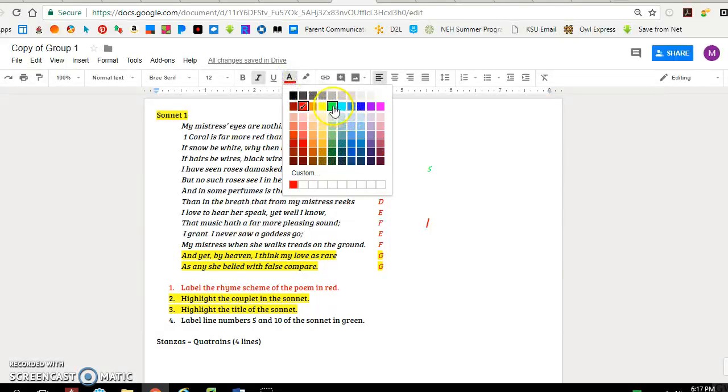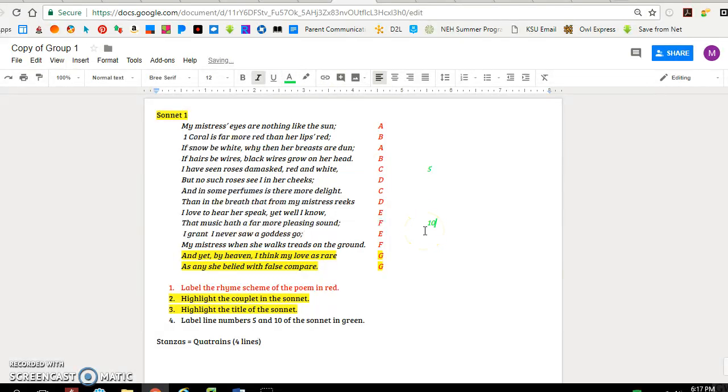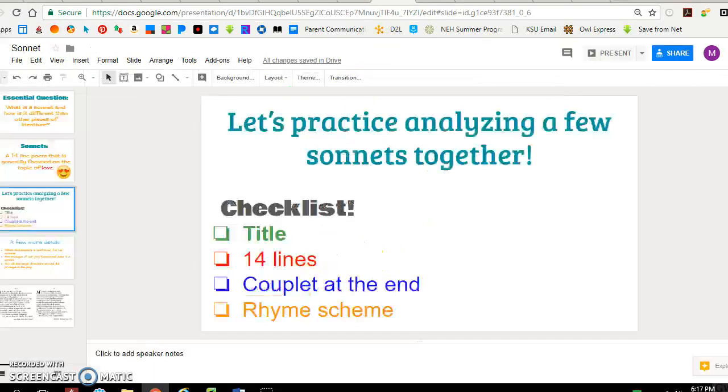Now that I've gotten 10, let me just see how many lines there are total. 11, 12, 13, 14. Now that hits the mark because remember back on our notes, we said that this was a 14-line poem. It always has 14 lines. It always has a couplet at the end. It has the same rhyme scheme always.